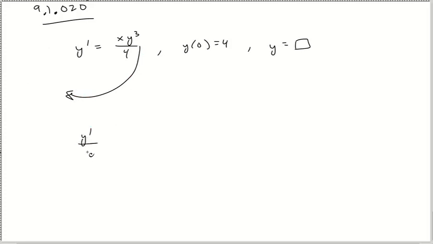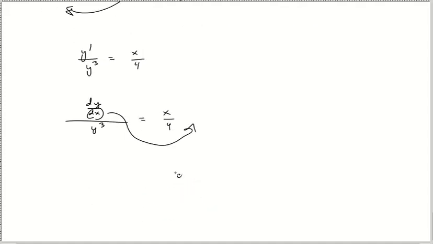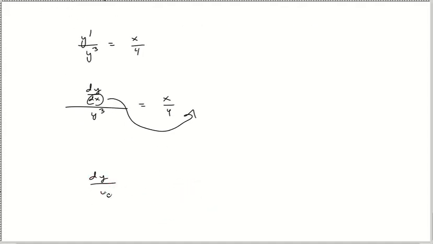So I got y prime over y cubed is equal to x over 4. Well, I can't leave it like y prime. That's technically a dy dx all over y cubed. And so I'm going to take this denominator, with the y cubed technically, and bring him to the other side like that. And so we get dy over y cubed is equal to x over 4 dx. And then I integrate both sides.